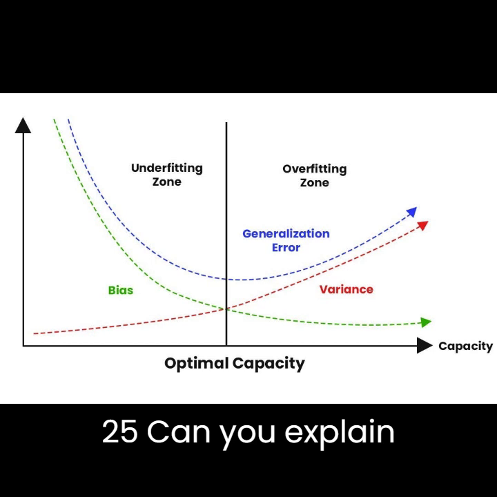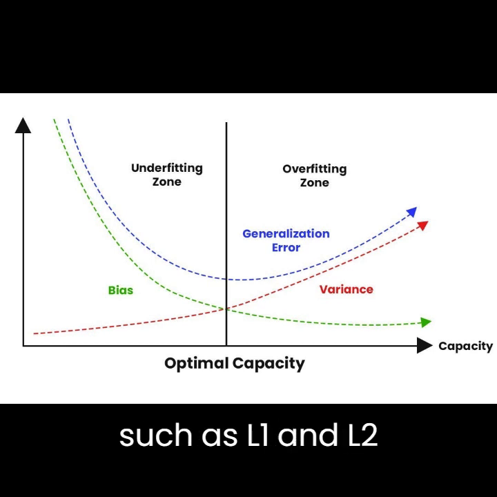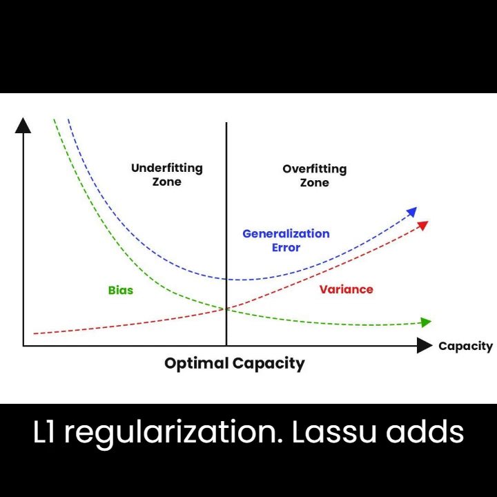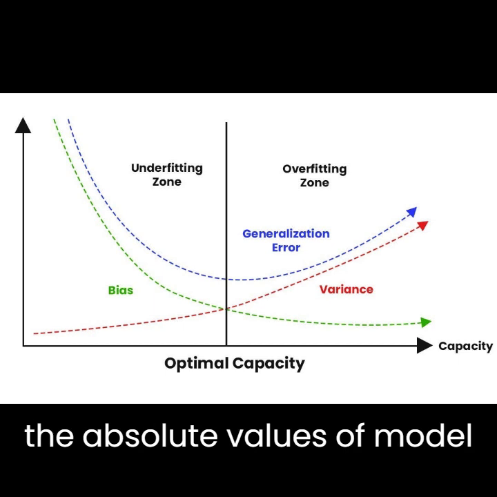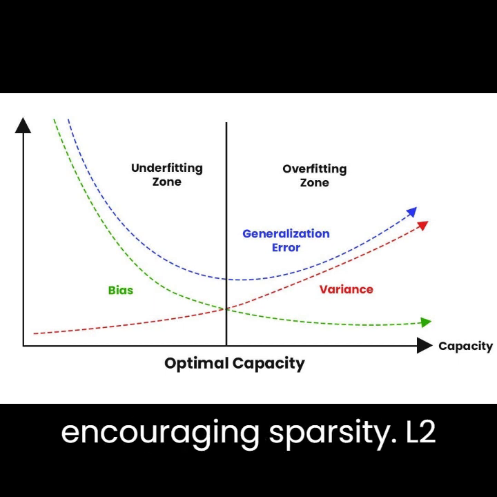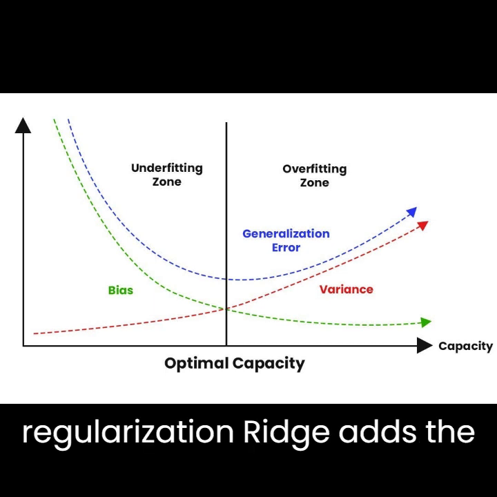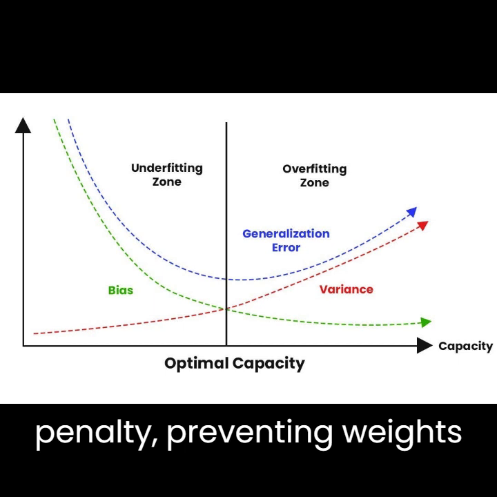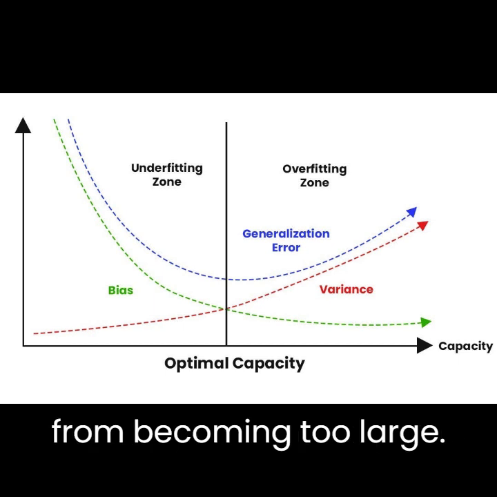25. Can you explain regularization techniques such as L1 and L2 regularization? Answer: L1 regularization, Lasso, adds the absolute values of model weights as a penalty, encouraging sparsity. L2 regularization, Ridge, adds the squares of model weights as a penalty, preventing weights from becoming too large.